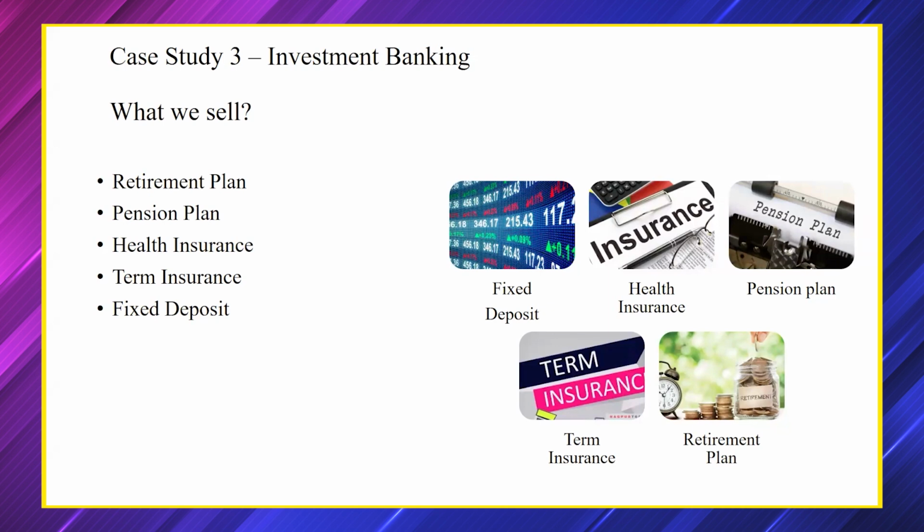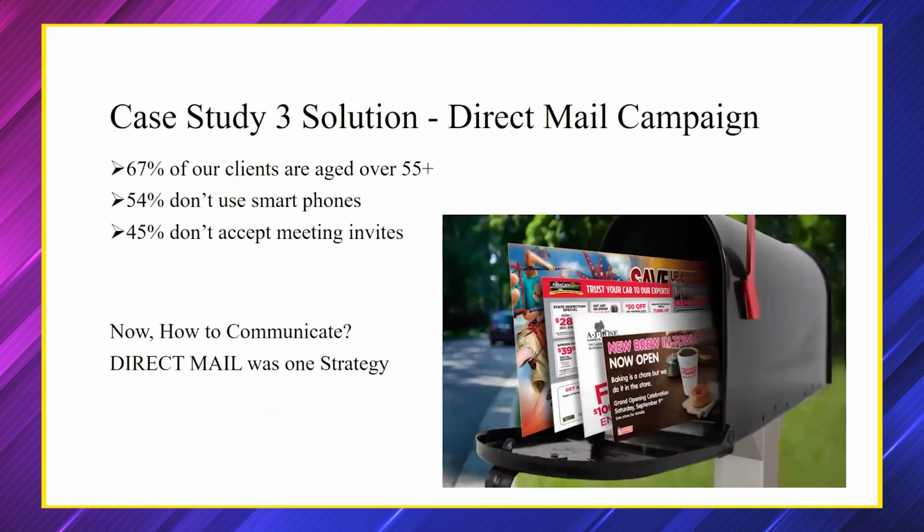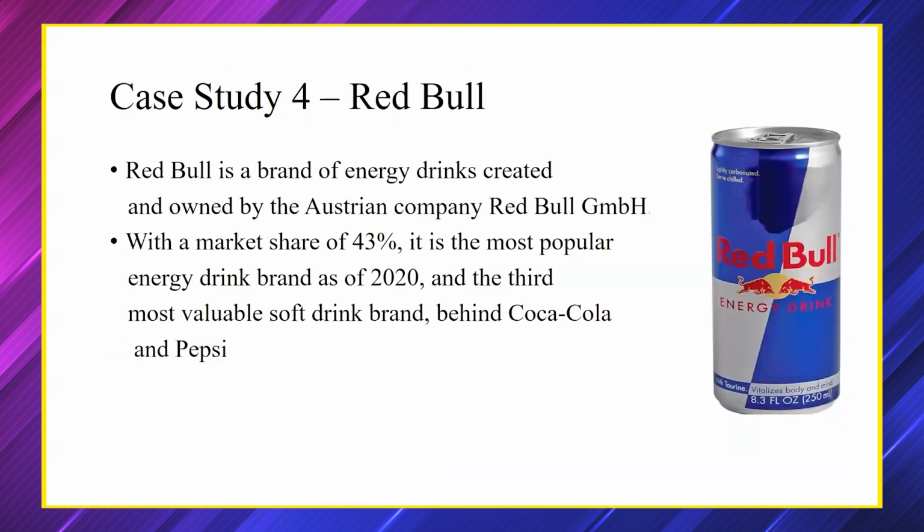We know that the people who are old, like senior citizens, are actually planning for a lot of investments, but they're not using phones or they're not using emails. So we thought of posting mails to them. That also worked. And finally, we talked about Red Bull, which used a unique way of marketing. Now, why did I tell these 4 cases? Because the 4 cases help you to think out of the box.